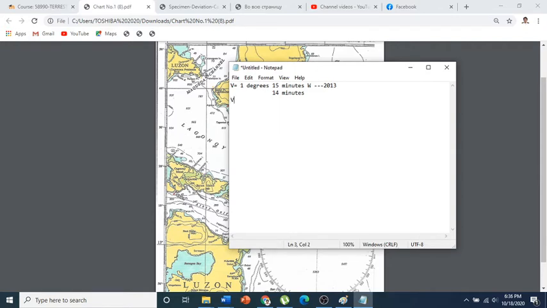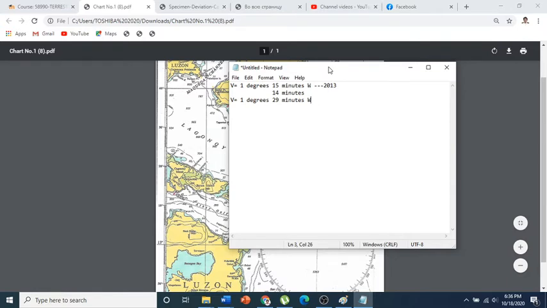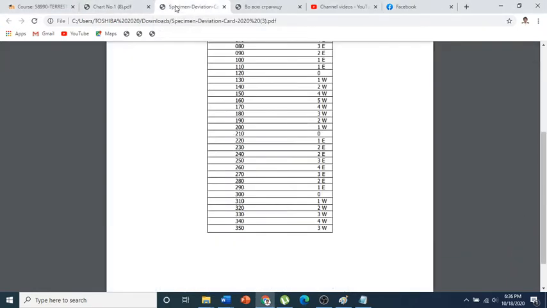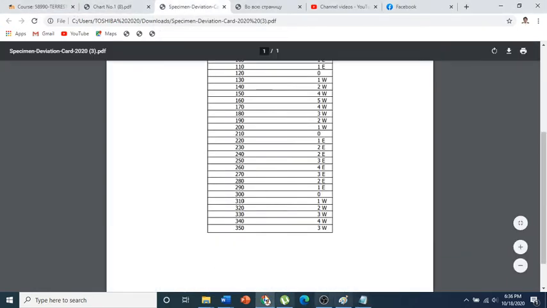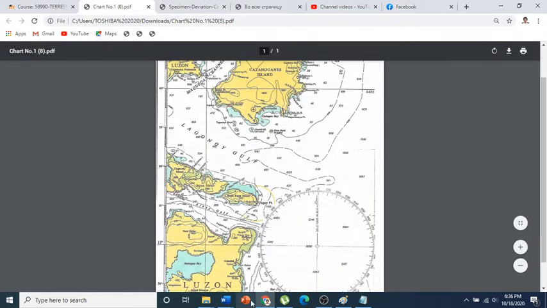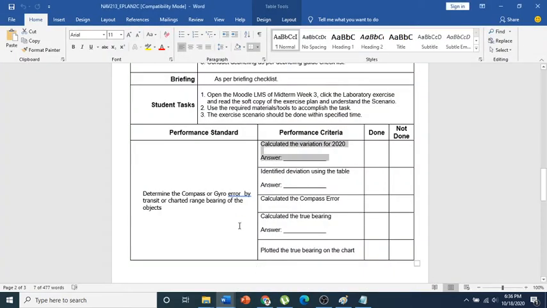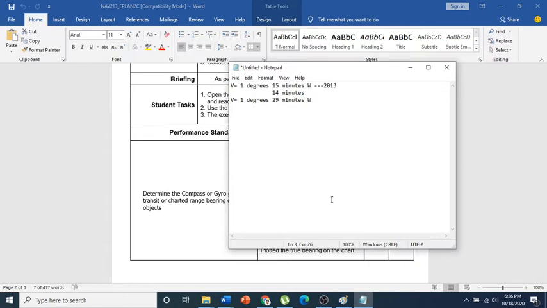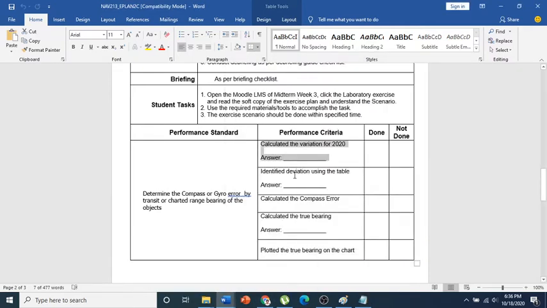Therefore the variation equals 1 degree 29 minutes west. Again, in your e-plans, don't forget to put the calculations. You can put them in your chart, but I prefer you put them in your e-plans. Okay, going back, we completed this task.